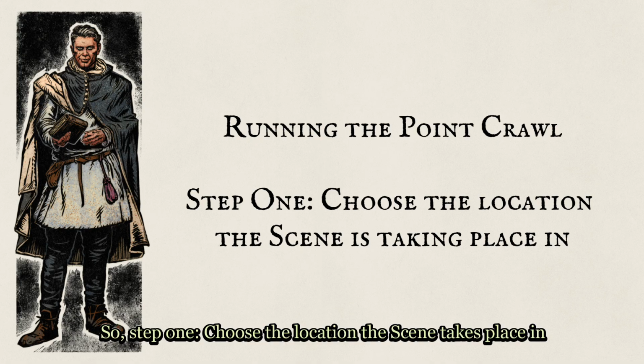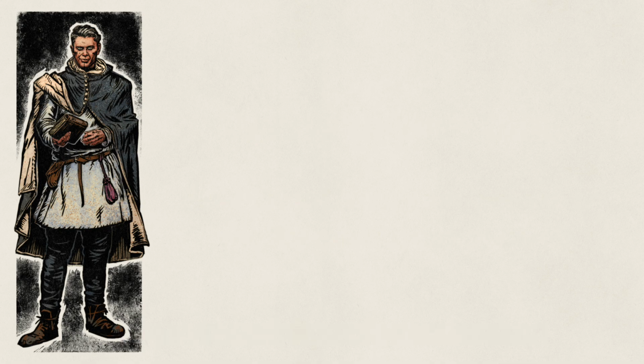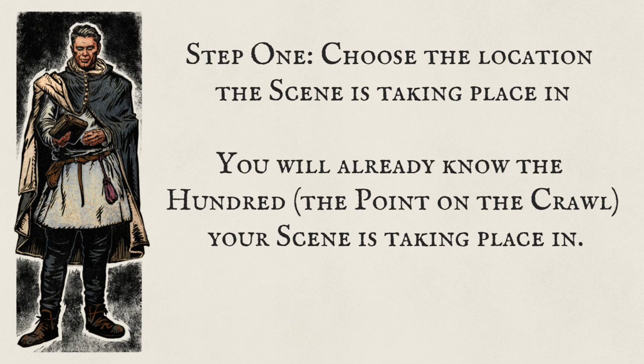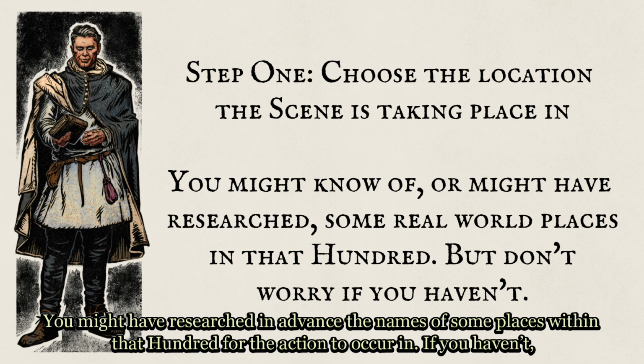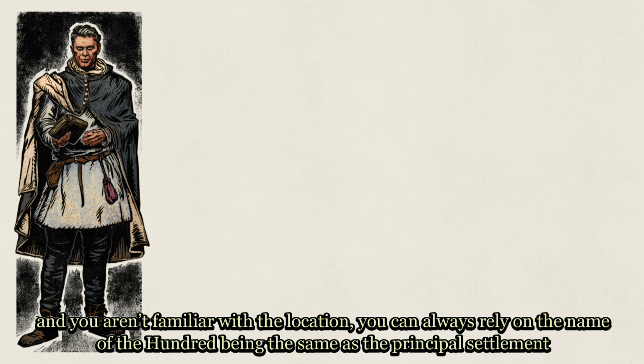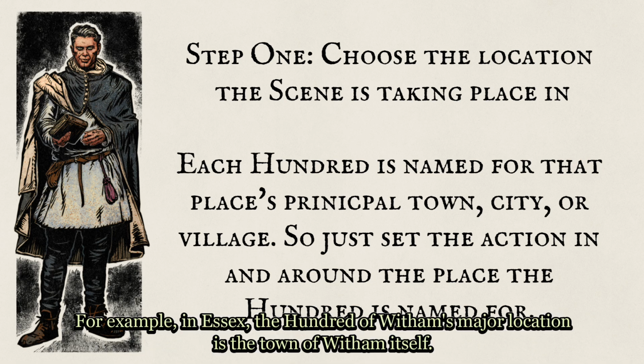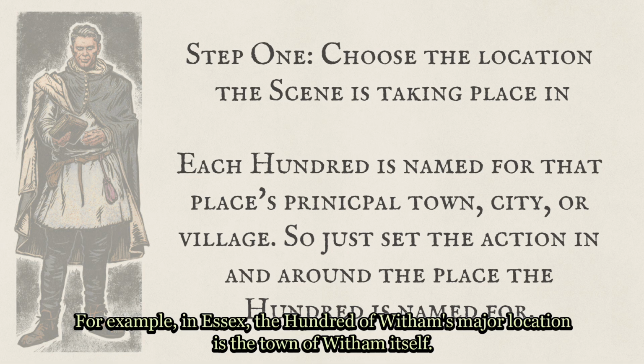So, step 1. Choose the location the scene is taking place in. You will already know which 100 your scene is taking place in, as it is whichever point your table has reached on the map. You might have researched in advance the names of some places within that 100 for the action to occur in. If you haven't and you aren't familiar with the location, you can always rely on the name of the 100 being the same as the principal settlement.